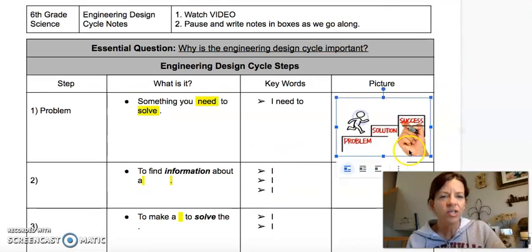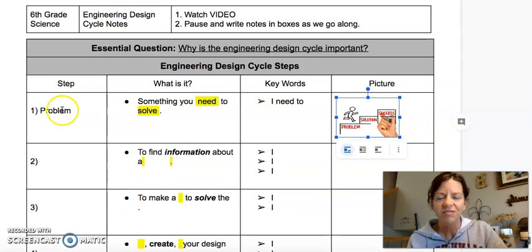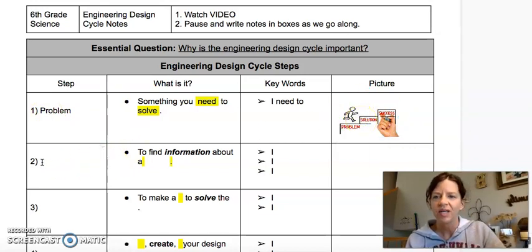Okay, so any image that you can find on Google Images that will help identify the problem step. Okay, do that on your own. Press pause, find an image, and put it in the box. All right, students, let's go on to the next step.